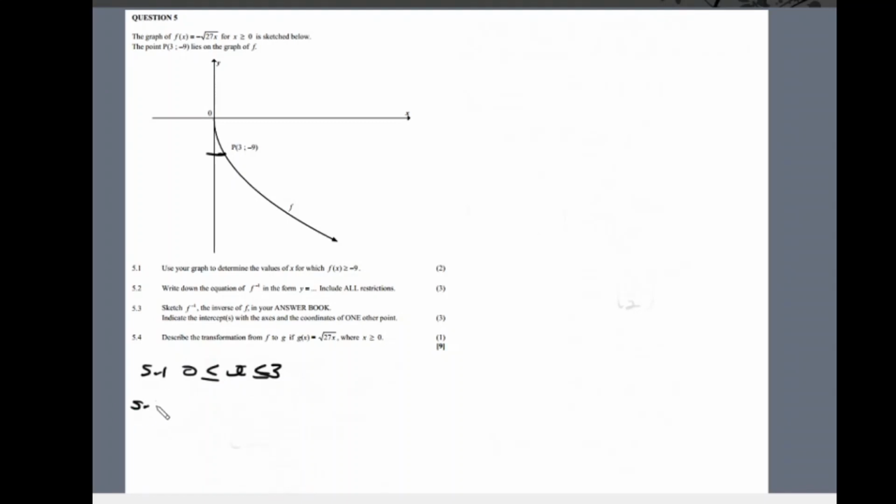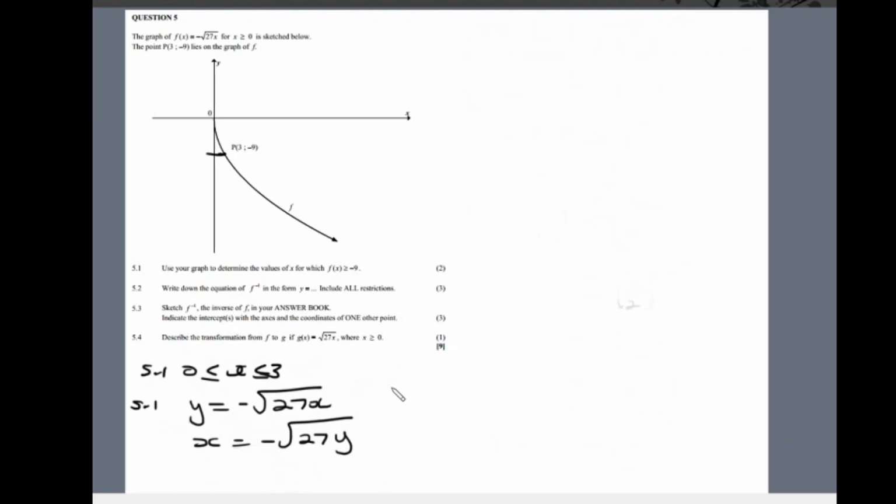Right, 5.2, write down the equation of the inverse, right? So the equation of the function is y equals minus the square root of 27x. To calculate the equation of the inverse, we know we have to interchange x and y, right? Wherever we see y, we put x, and wherever we see x, we put y, right?